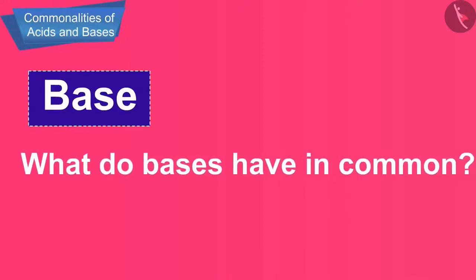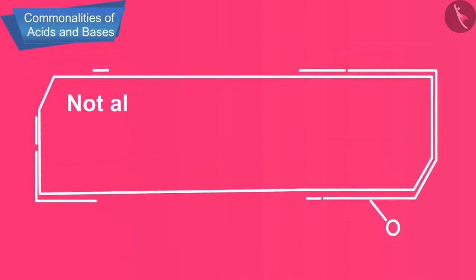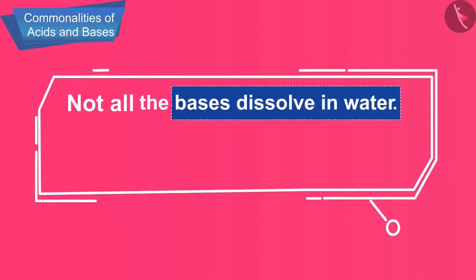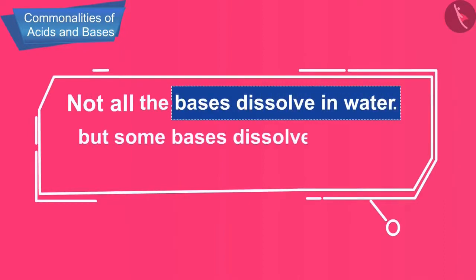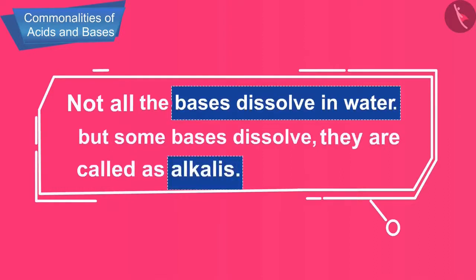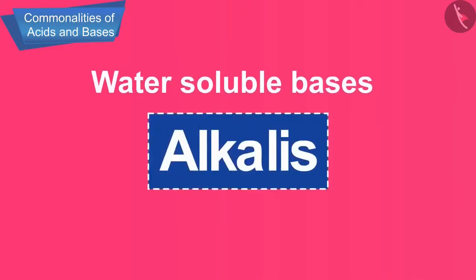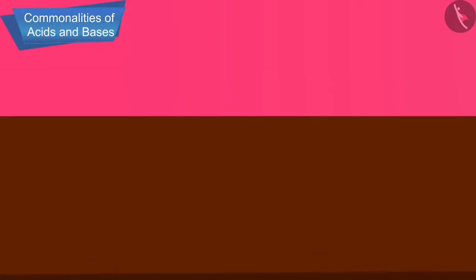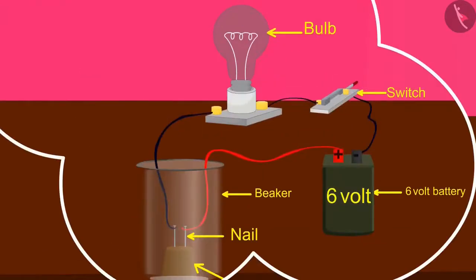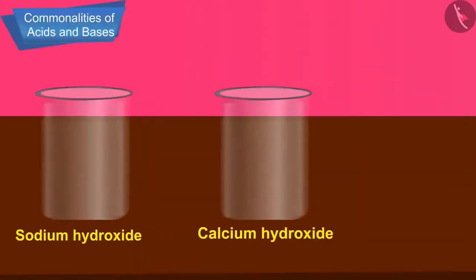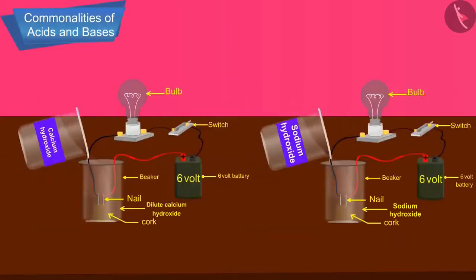First of all, we need to understand that not all bases dissolve in water, but some bases dissolve in water and they are called alkalis. Now, whenever we talk about bases in this discussion, we will be talking about these water-soluble bases known as alkalis. Now, we will conduct a similar experiment as we did for testing acids, by taking bases like sodium hydroxide or calcium hydroxide.